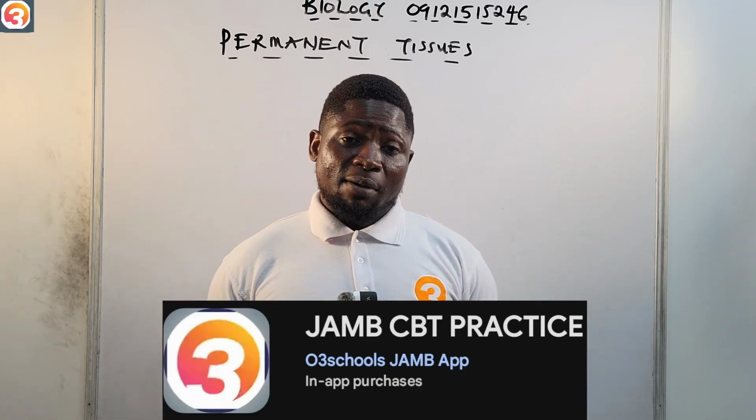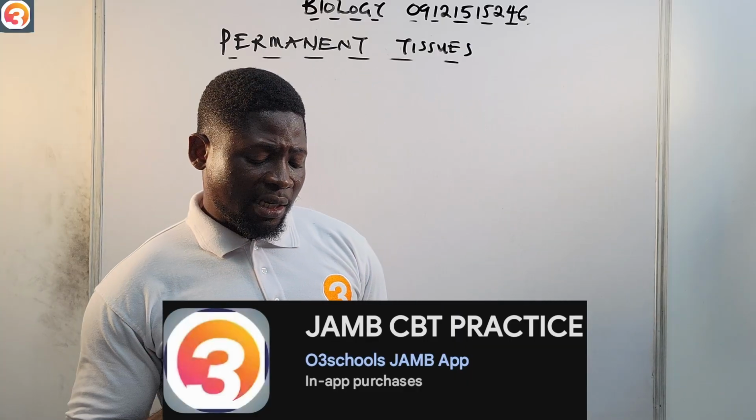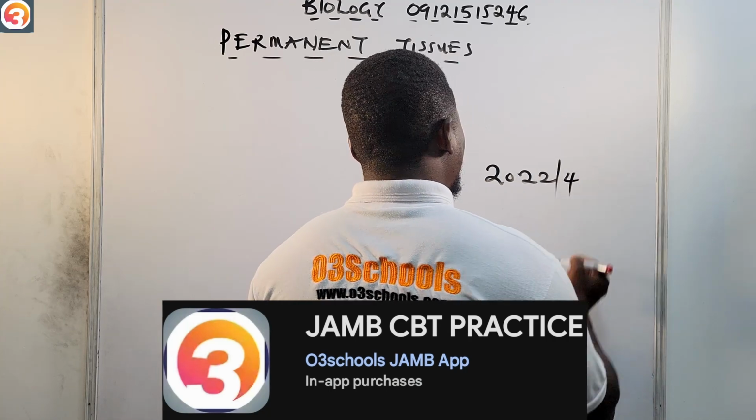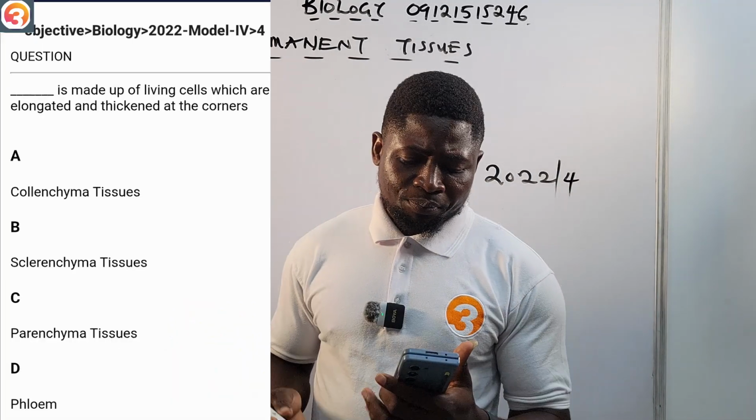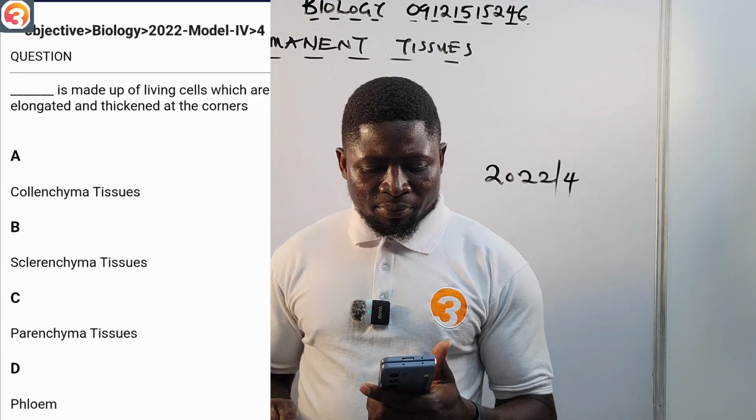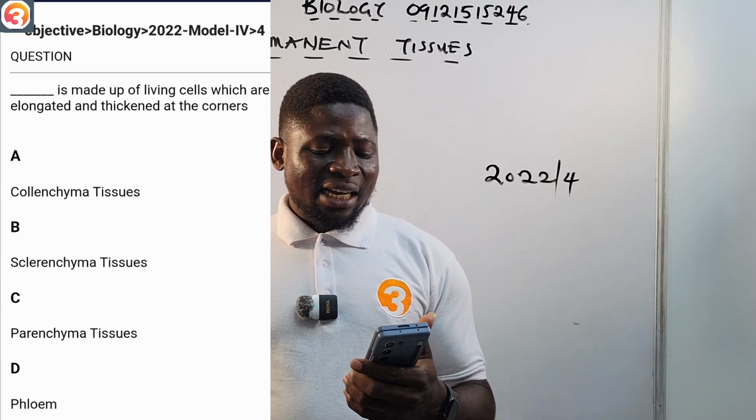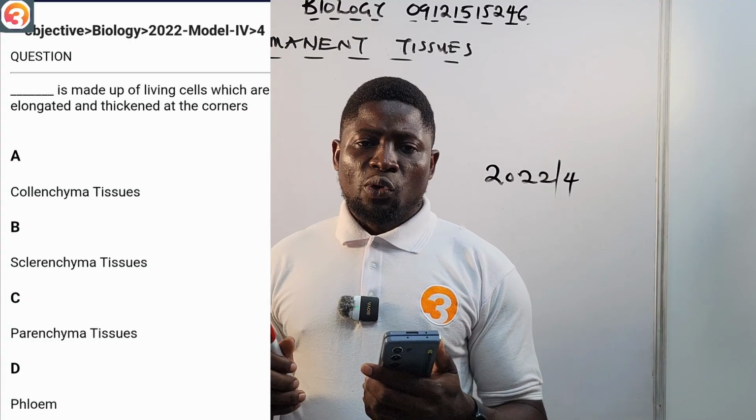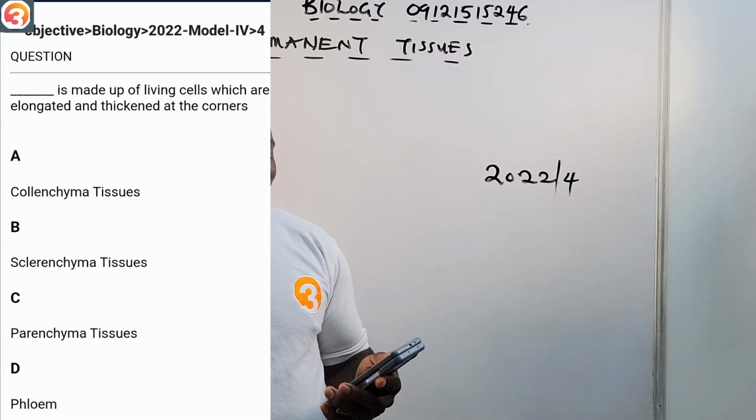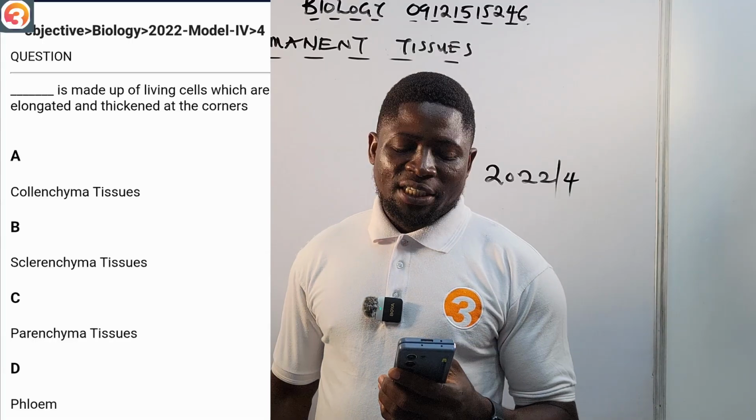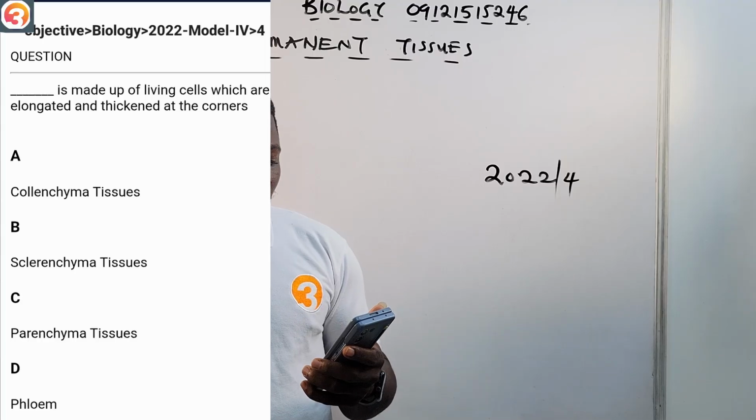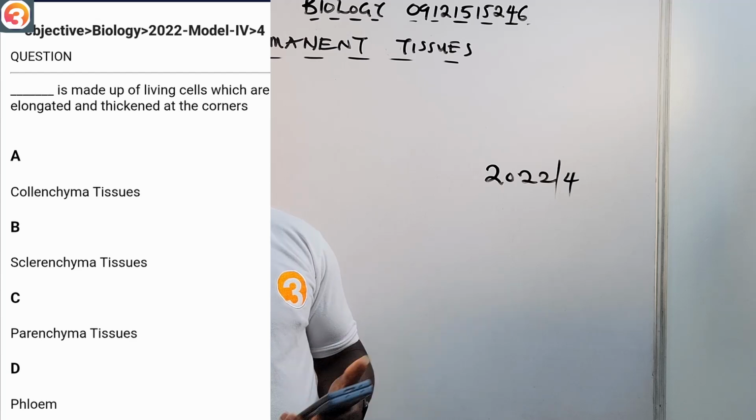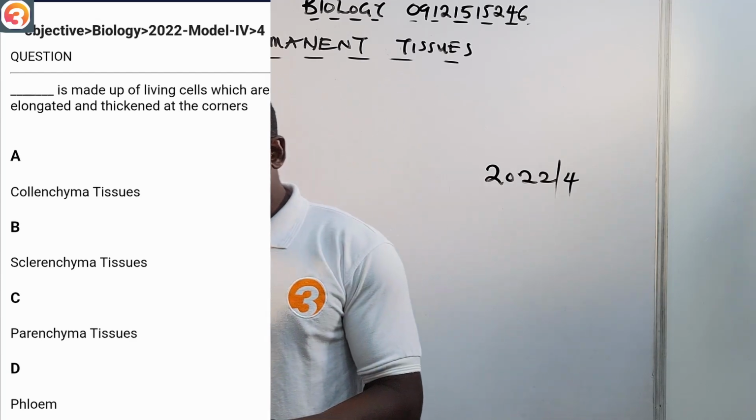Before we talk about the features of the application, let us quickly see a JAMB past question from the app. This is a 2022 question number 4. It says that dash is made up of living cells which are elongated and thickened at the corners. A says Collenchyma tissues, B says Sclerenchyma tissues, C says Parenchyma tissues, D says phloem. We'll come back to this question and many more at the end of the class.